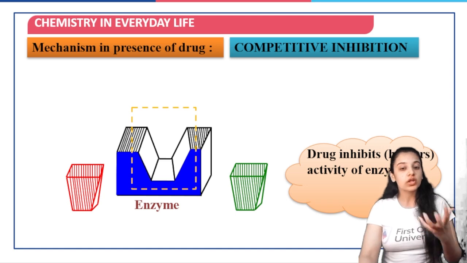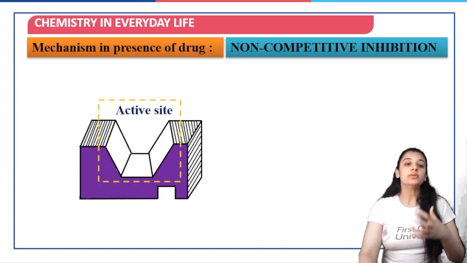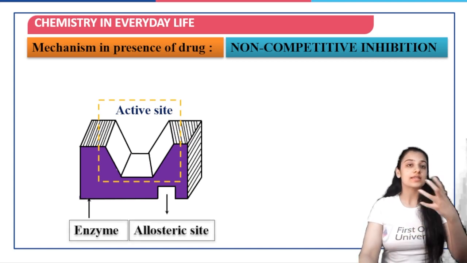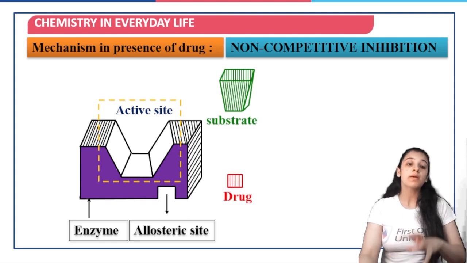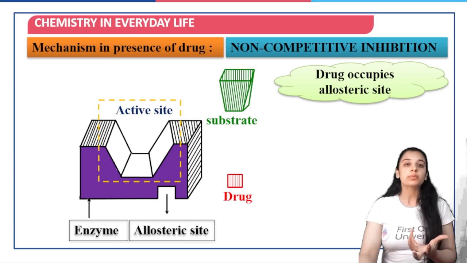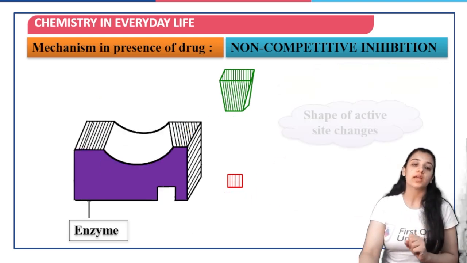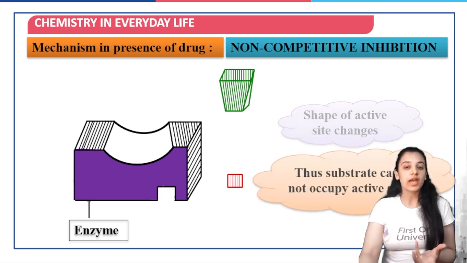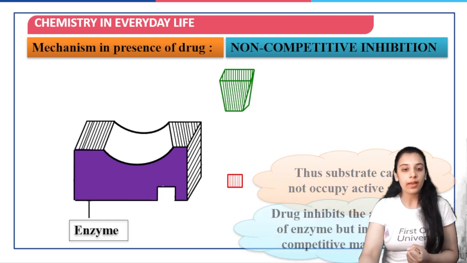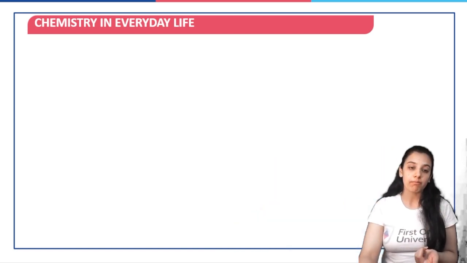So the drug inhibits or hinders the activity of the enzyme. In case of non-competitive inhibition, there is an active site of the enzyme and there is an allosteric site, that is a site other than the active site on the enzyme. The drug is going to bind to the allosteric site and it will change the shape of the active site in such a way that now the substrate will not have a suitable shape to bind to the active site of the enzyme. So the shape of the active site changes and thus the substrate cannot occupy the active site, as you can see in the picture. So the drug inhibits the action of the enzyme but in a non-competitive manner.